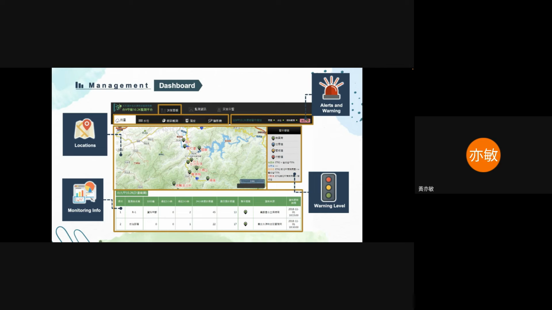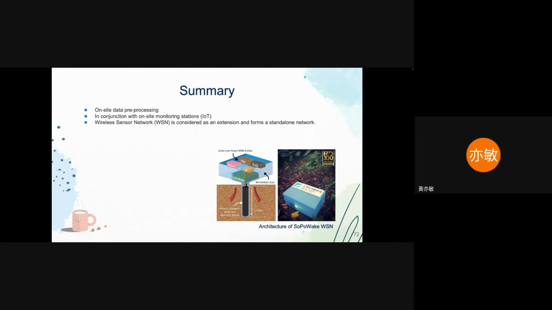And to do this, we need to set up the sensors. We need to set up the network. We need to set up the communication, and we need to set up the algorithm to help us make decisions. Put them all together, you will get a very fine dashboard like this example to help the people understand the threats of the disaster. So in summary, we can apply the WSN for on-site data collection and pre-processing, and we connect all the WSNs as an IoT.